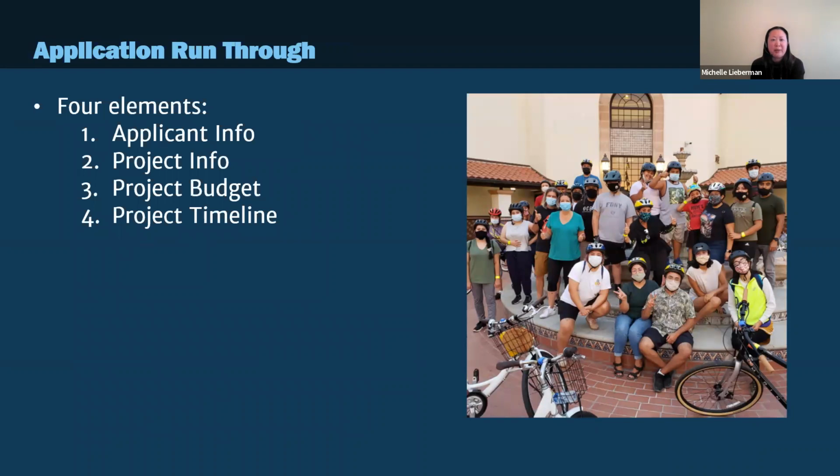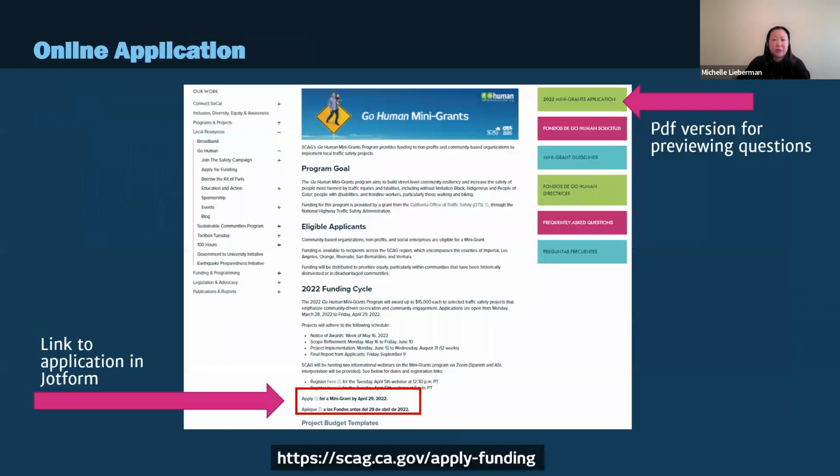Next, we're going to do a run through of what the application looks like. There's essentially 4 elements to the application: applicant info, project info, the project budget, and the project timeline. The application is intended to be simple and relatively short. To access the application, it is online on the website. And there's a link towards the middle here, as well as a PDF version if you'd like to preview the questions, or if you run into any difficulties with the online JotForm platform. Also on this webpage are the program guidelines and an FAQ sheet.